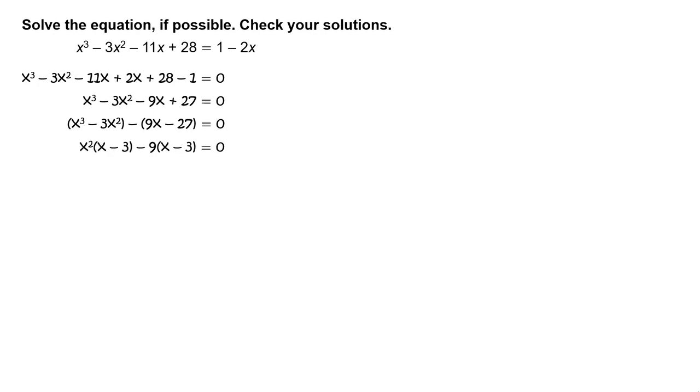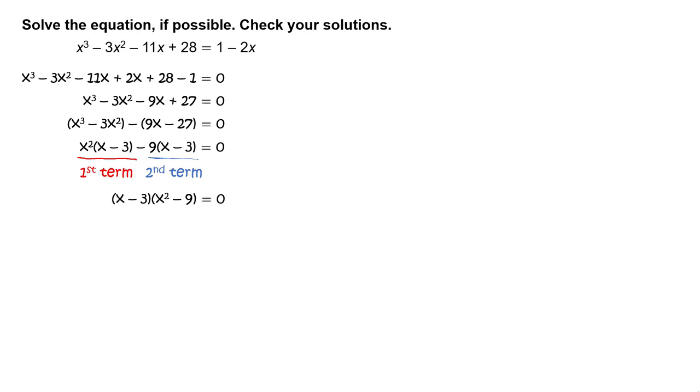You can factor an x squared out of the first group, so you have x squared times the quantity x minus 3, and you can factor a 9 out of the second group, so you have negative 9 times the quantity x minus 3. Notice that now you have two terms. x squared times the quantity x minus 3 is the first term, and 9 times the quantity x minus 3 is the second term. So you can factor the quantity x minus 3 out of each term.